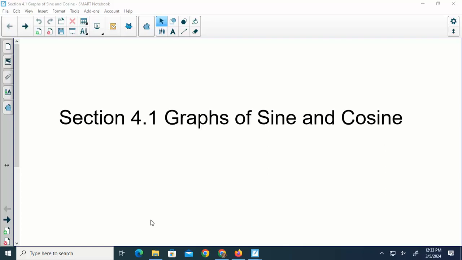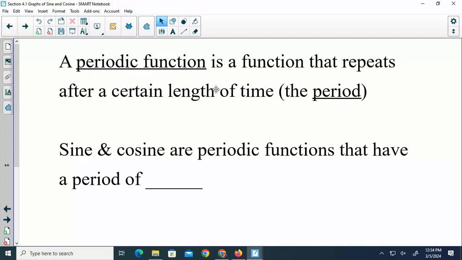Because they repeat themselves over time. If you think about the trig function, your circle, once you go all the way around the circle, what happens? You keep repeating. So you get the same values over and over again. So a periodic function is a function that repeats after a certain length of time. The amount of time it takes to repeat is what is called the period.